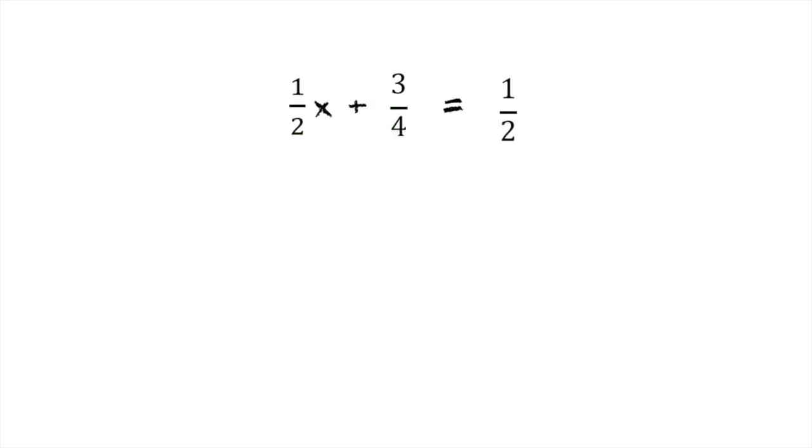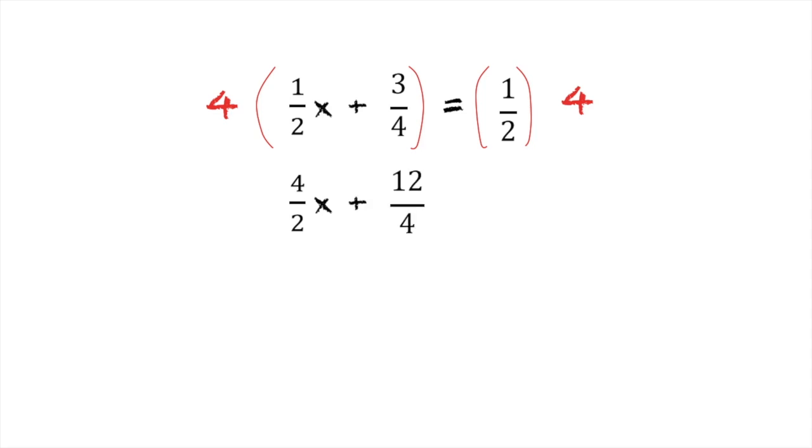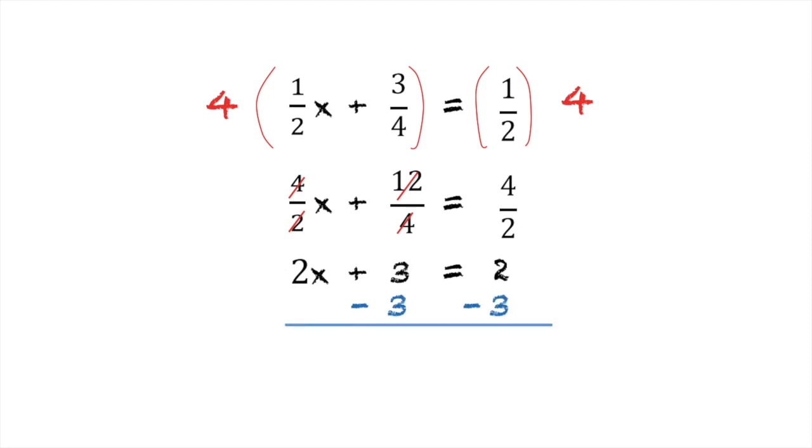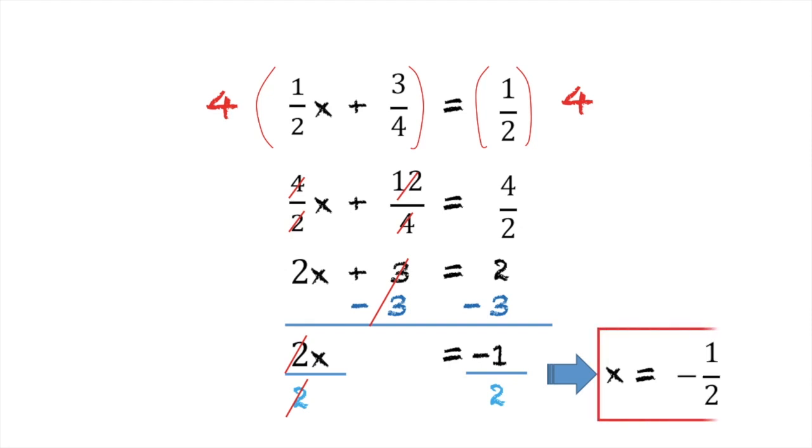So what did we do again? We have 1/2 x plus 3/4 is equal to 1/2, multiplied by 4. Then we have 4 over 2 x plus 12 over 4 is equal to 4 over 2. We're then left with 2x plus 3 is equal to 2. Find the inverse. We have minus 3 to both sides, and then we're left with 2x is equal to negative 1. Then divide it by 2. We now have x is equal to negative 1/2.